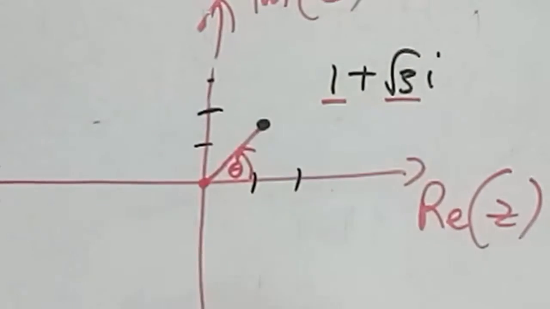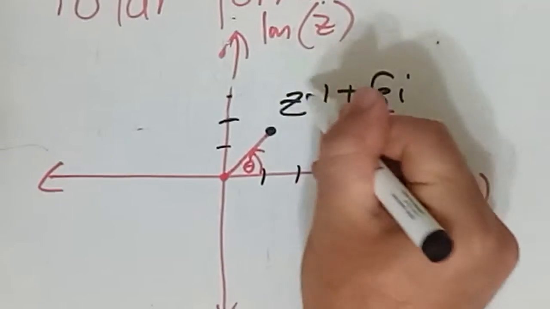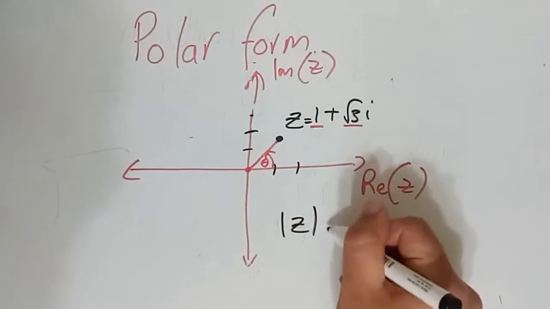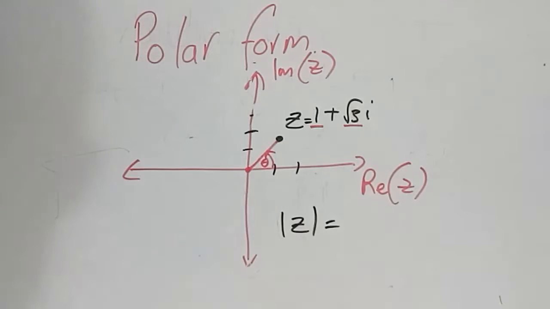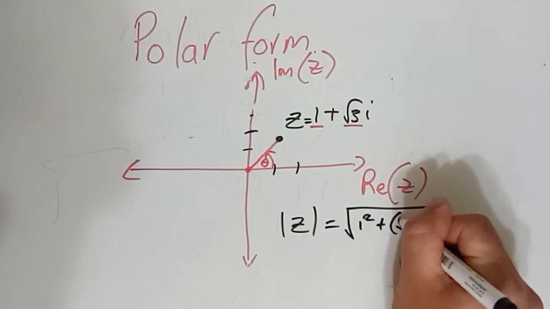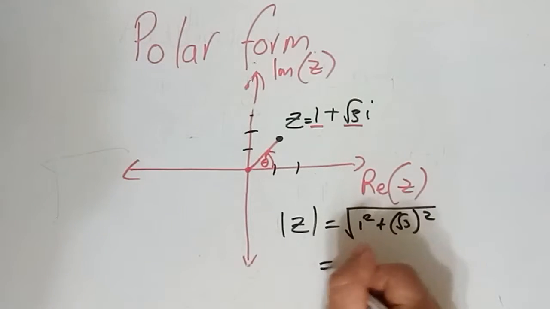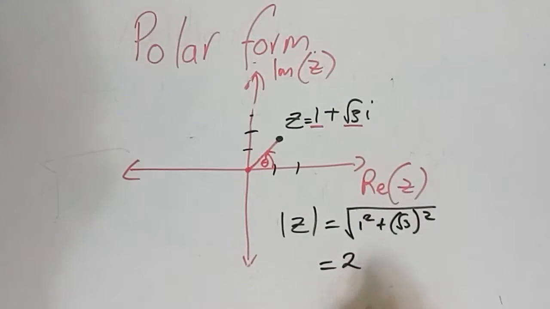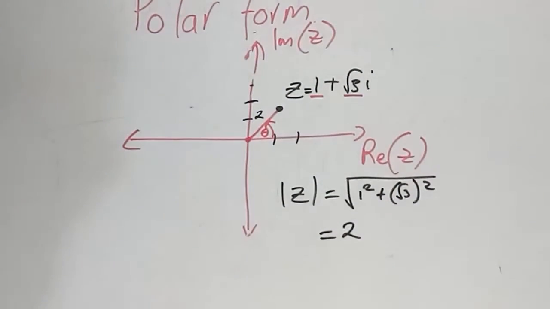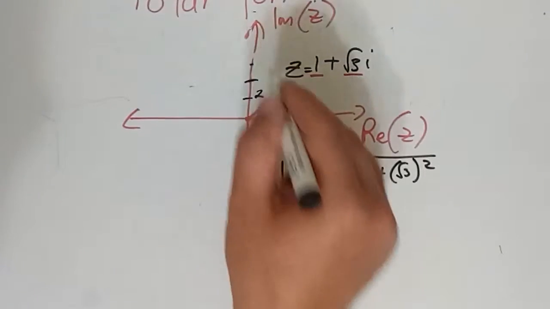How far, what's its magnitude? So I'll call this Z equals. So we need to know the magnitude of Z. The magnitude of Z is the square root of 1 squared plus root 3 squared, which is of course 2. 1 plus 3 is 4, square root is 2. So this is a distance of 2 from the origin, and at what angle?